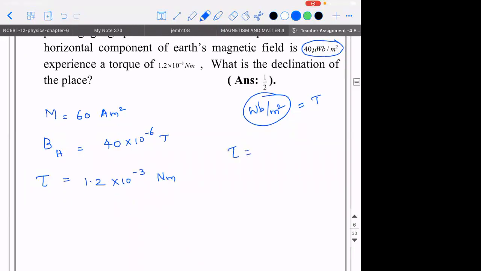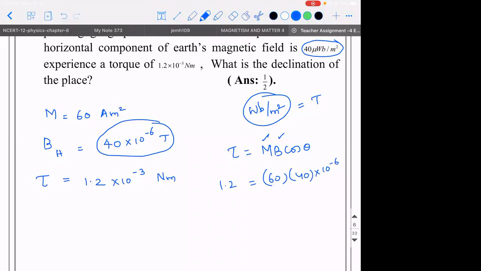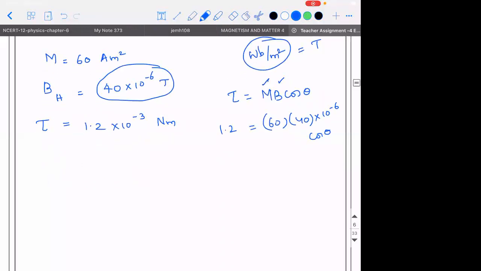So torque is equal to, what is the formula? MB cos theta, where theta is the angle between the magnetic dipole moment and the magnetic field. So if BH is this much, then torque 1.2 is equal to M, which is 60, into B, which is 40 into 10 power minus 6, into cos theta. Let's see if we are able to get the answer.